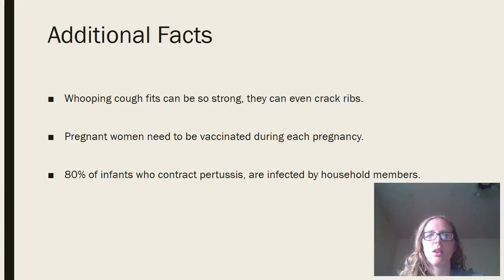And the last one here is that 80% of infants that contract whooping cough are actually infected by a family member or someone else in their household. And this is why it's so important for the whole family to be vaccinated before a new baby comes home.